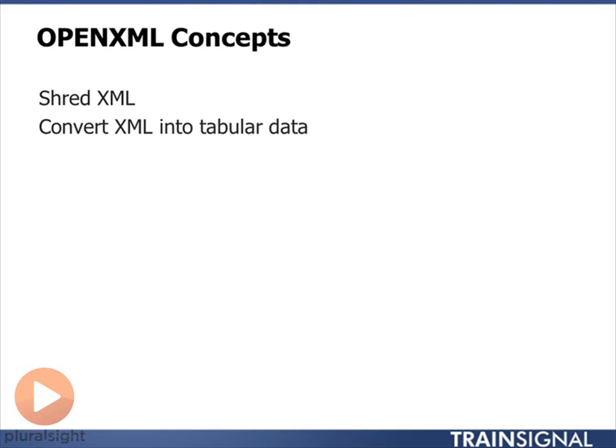OpenXML really kind of has two main goals. Number one is to shred the XML, basically get the document ready, and then two, allow us to convert that XML data into tabular data, so that way we can take that and put that into a database table or just simply maybe print it out, which is all I'm going to do in my little examples.